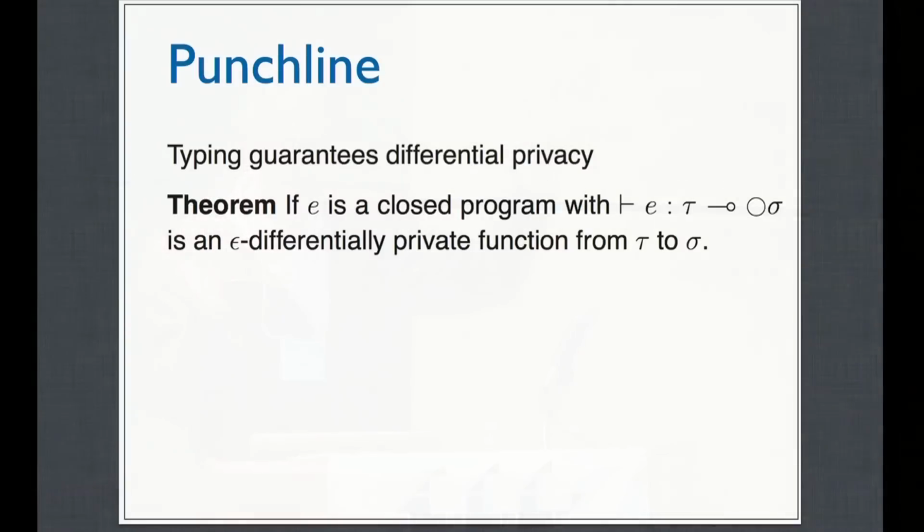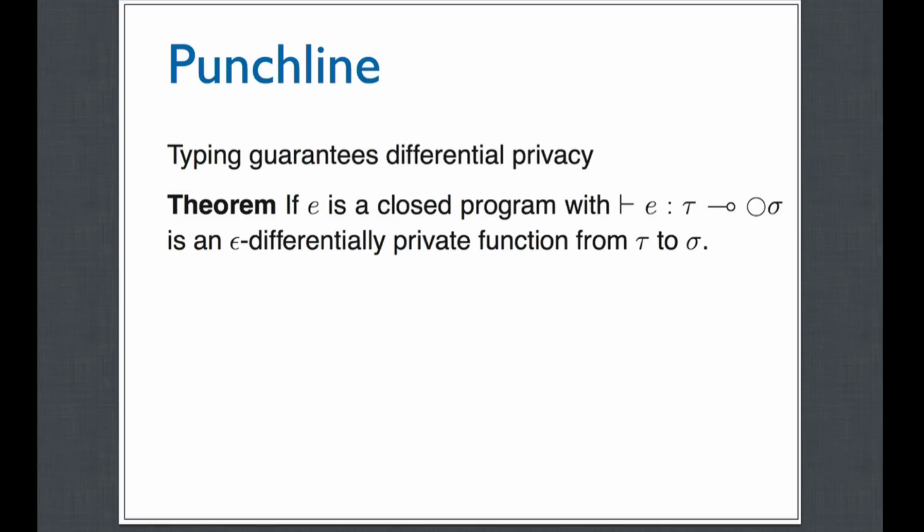Okay, and I've already said this, but the main theorem about the language that makes the language interesting is that if E is a closed program with no free variables, and its type is tau lollipop circle sigma, then E, when you run it, will produce an epsilon differentially private function, a random function from tau to sigma. So where did you get the epsilon from?